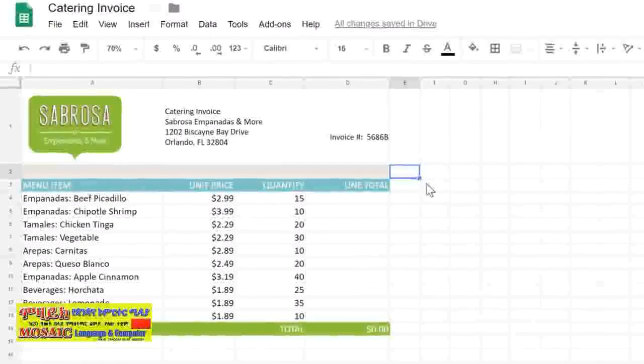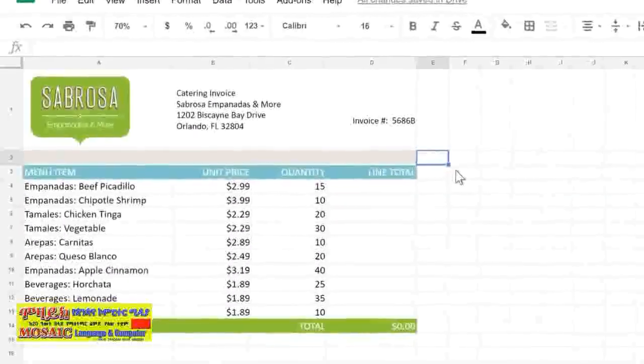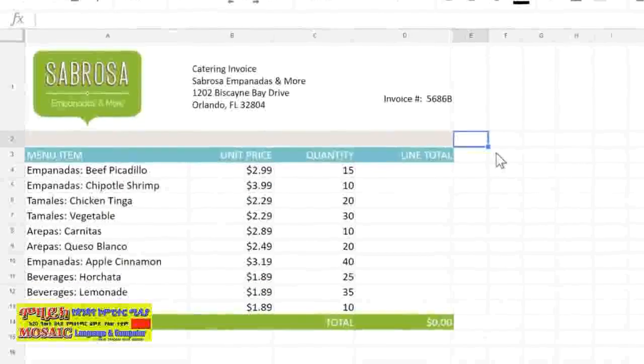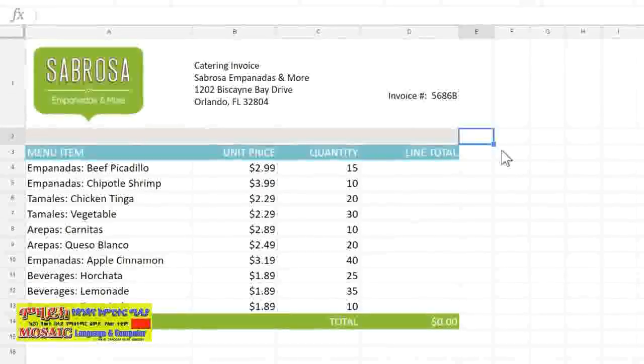Cell references are one of the most important concepts in Google Sheets, and there are two different types that you need to know about: relative references and absolute references. Let's start with relative. Relative references are the default type of reference. They are probably the one that you're going to use the most often.